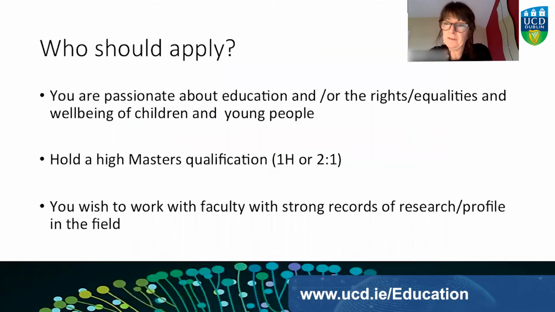Who should apply for the PhD in the UCD School of Education? Well, I think fundamentally, if you're passionate about education, or indeed if you're passionate about the rights and equalities and well-being of children and young people, either of those programs would be something I would expect to be of interest to you. Importantly, this is an advanced research degree. Of the 270 credits, 240 credits are devoted to your research. So you must hold a high master's qualification, which would typically be a first-class honours master's qualification or a 2-1 in a discipline of cognate interest to the PhD.